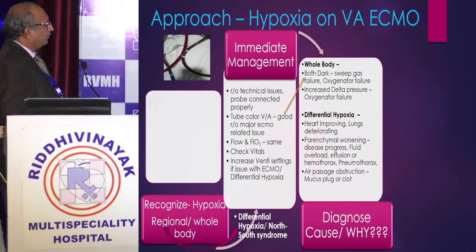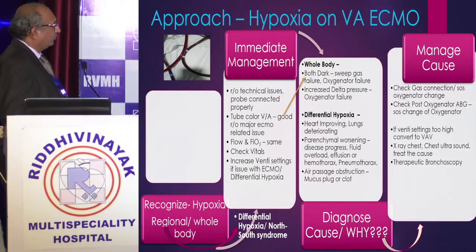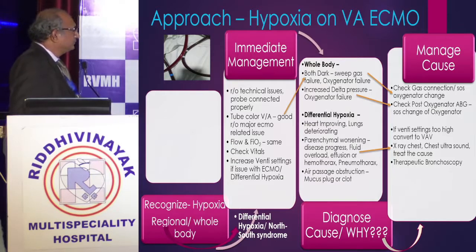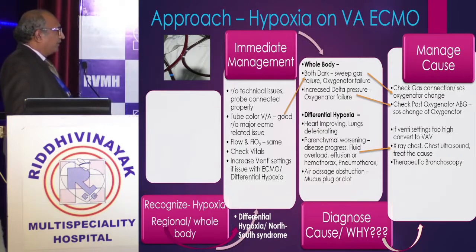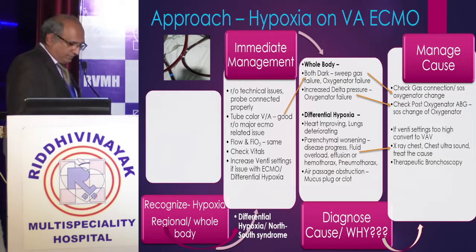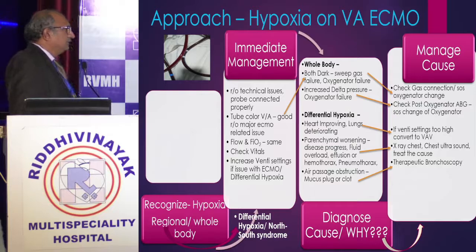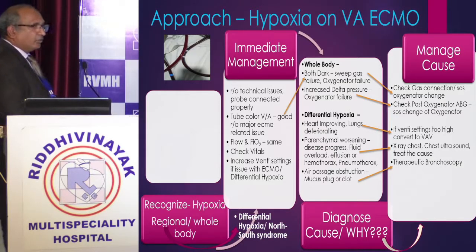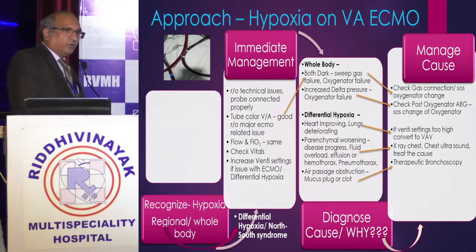Again, you have to look at whether both the colors are dark or bright, and correct it. If there is a parenchymal worsening, X-ray chest and ultrasound will tell you. Here is a differential hypoxia, so the heart improves but the lung worsens. Again, you have to treat the lung for the condition. And in that case, as I told you, we have to increase the ventilator settings, and if that is not helping, switch over to VAV ECMO.